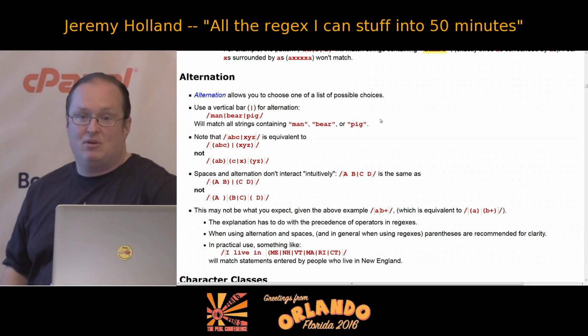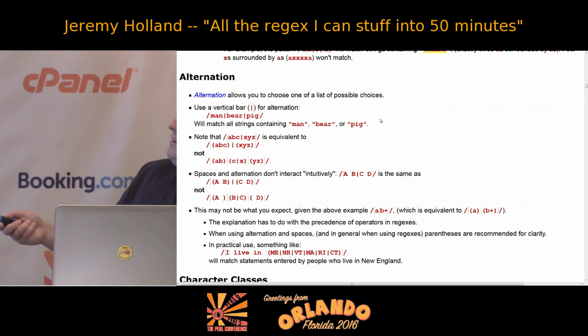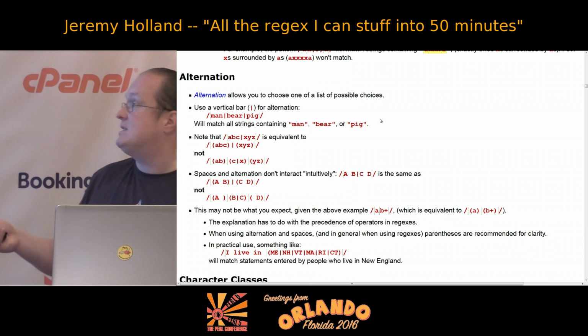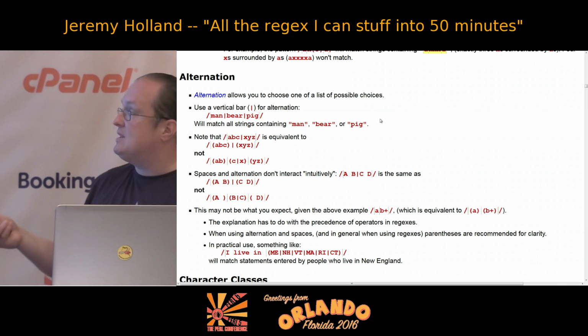Like any programming language, regular expressions have precedence, and alternation has very low precedence. So these characters, each of which is technically a subpattern being glommed together, have higher precedence than the alternation. In a regex like this, that's pretty intuitive, that's what you would expect. But when you start throwing spaces into the mix, it doesn't necessarily look as intuitive.